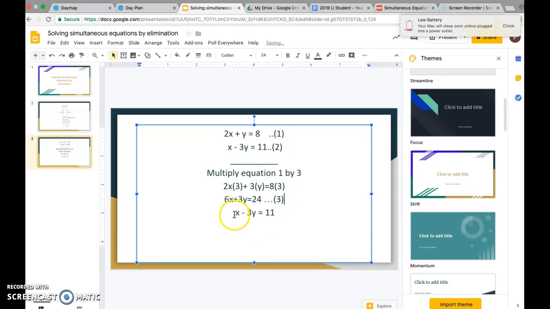As my next step, I might just put a line underneath here and add equation 3 and 2 together. And when you add these two together, you're going to get 7x, 6x plus x, that's 7x, plus 3y, take 3y, that's going to be 0y again, so you've eliminated the y, equals 24 plus 11, which is 35. And then you just solve for x and again substitute back in one of those. So that's identical once you get to this step.